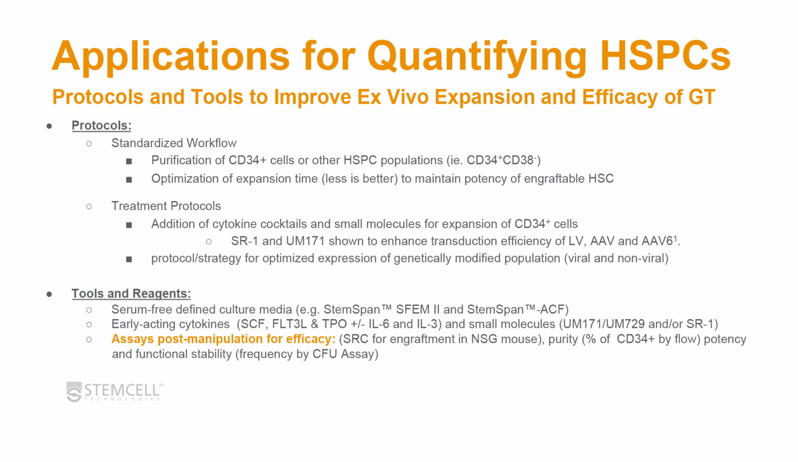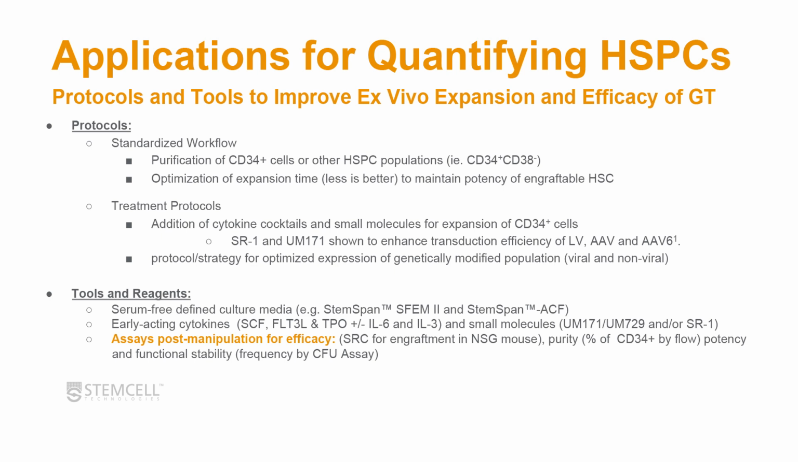Some of the protocol things you have to think about, for example, is to standardize your workflow. What are the subtypes of CD34 that you are going to purify? Or are you just looking at purifying total CD34 and modifying all of these? And then optimizing the expansion time. As I mentioned, they really highlight, using the engraftment assay, the NSG mouse assay, that less is better when you're trying to actually maintain the potency of that engraftable hematopoietic stem cell.